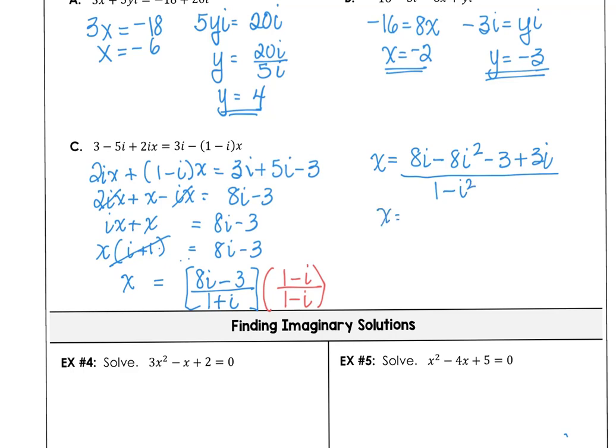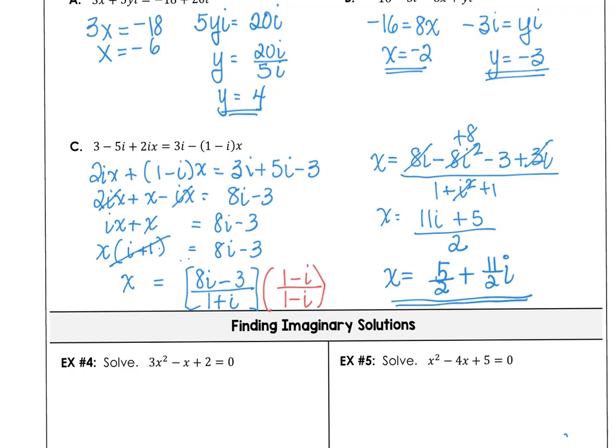So x is 8 and 3, that's 11i, and this is going to become plus 8 minus 3, so that's 5, and then 1, this is going to become negative 1, so we've got plus 1, and that's going to be 2, so that our final answer in appropriate form is 5 over 2 for the real part, plus 11 over 2i for the imaginary part.